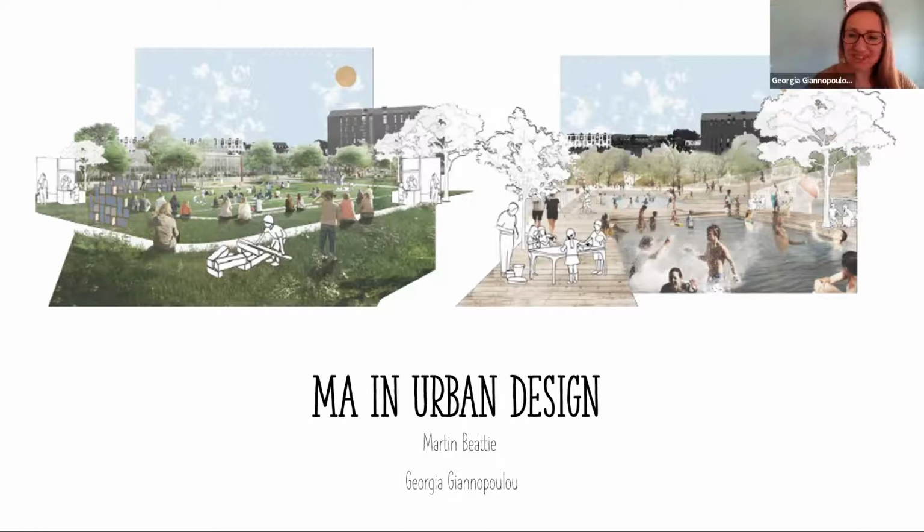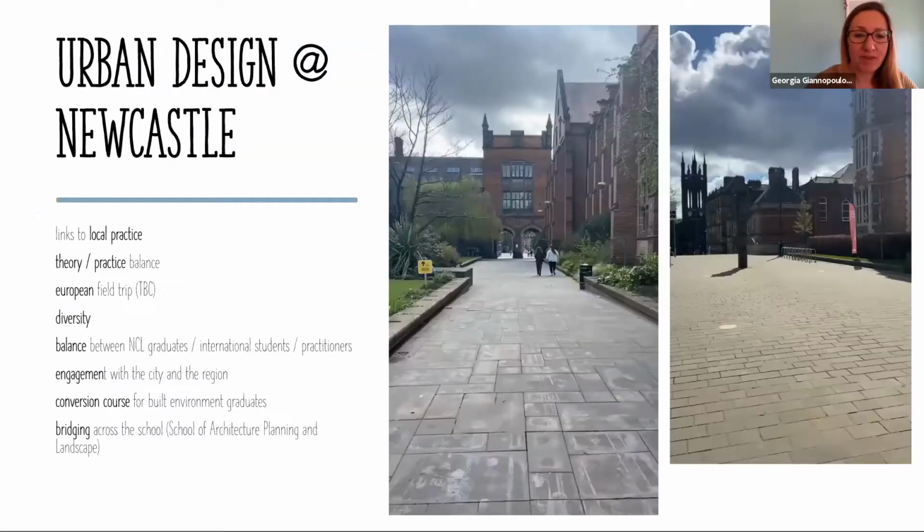This is a presentation of the MA in Urban Design in the School of Architecture, Planning and Landscape at Newcastle University. The course has a very strong identity through its links to local practice, its theory and practice balance. One of the key features of the course is a one-week European field trip as part of a module.